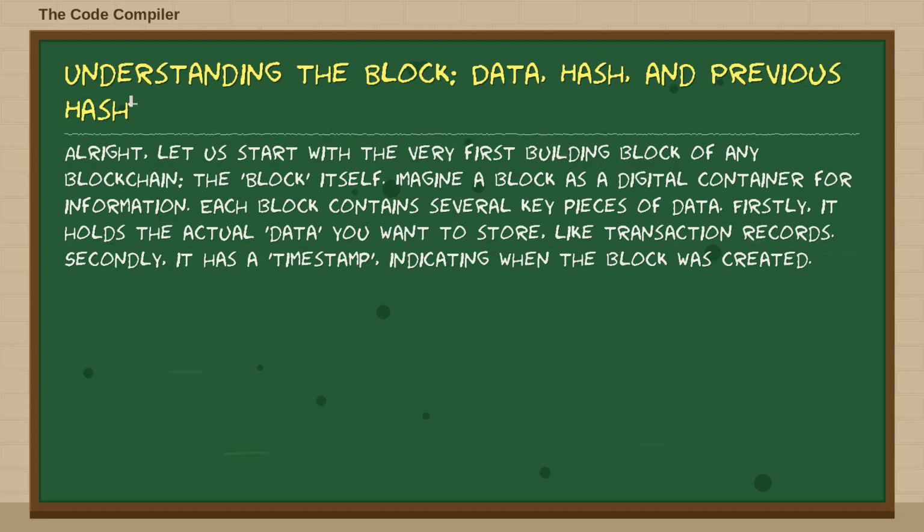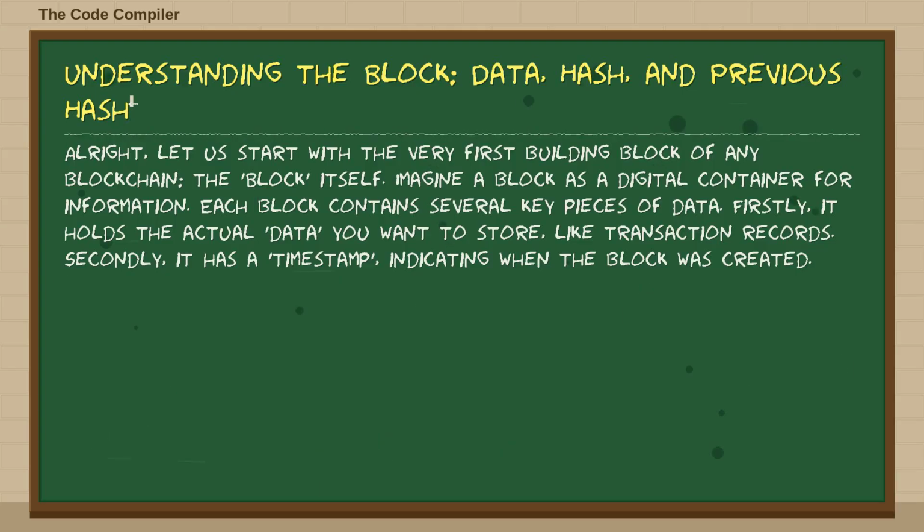This hash is generated from all the data within the block. If even a single character in the data changes, the hash will change completely, ensuring data integrity. Lastly, each block also stores the hash of the previous block in the chain. This is how blocks are linked.